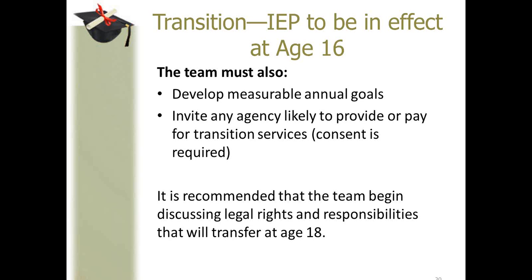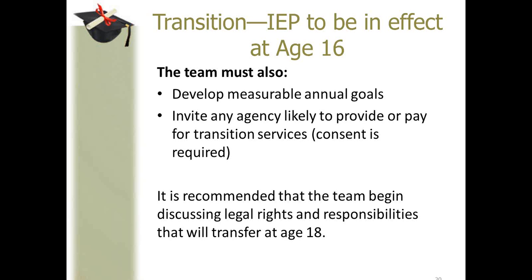The team must also develop measurable annual goals and invite any agency that's likely to provide or pay for transition services. Consent is required, and it is recommended that the team begin discussing legal rights and responsibilities that will transfer at age 18. The annual goals must be related to the student's transition service needs and must lead ultimately back to the post-secondary goals. As we've discussed, if an agency fails to provide transition services described in the IEP, the team must reconvene to identify alternative strategies to meet the student's objectives.